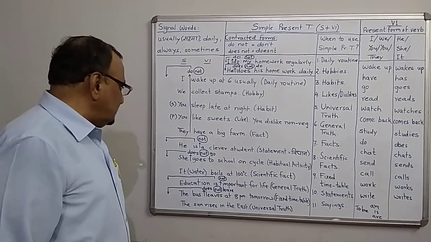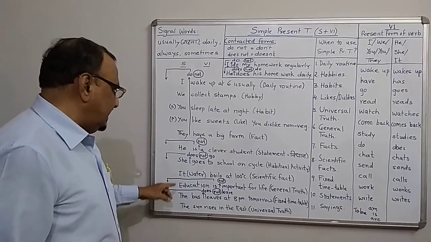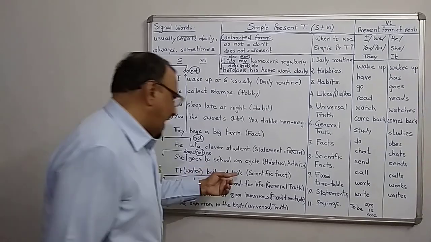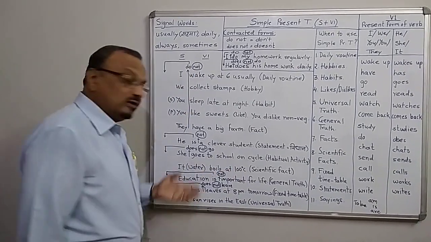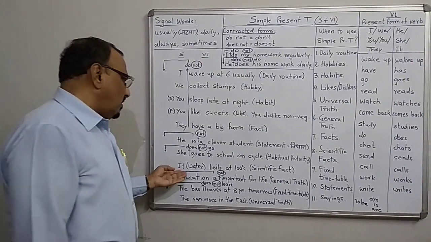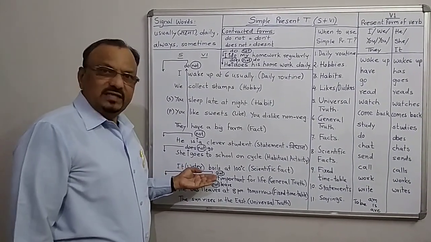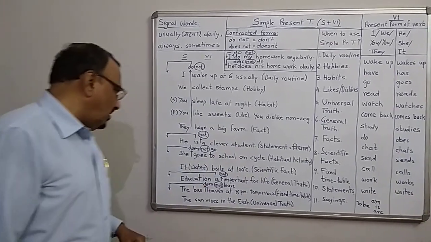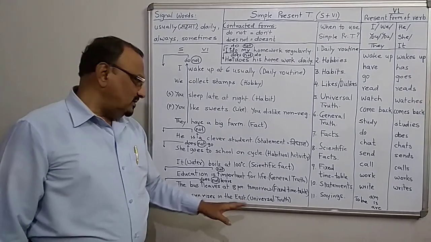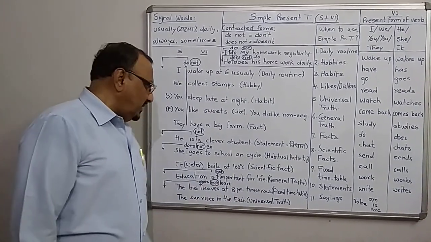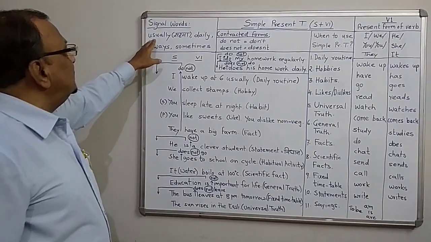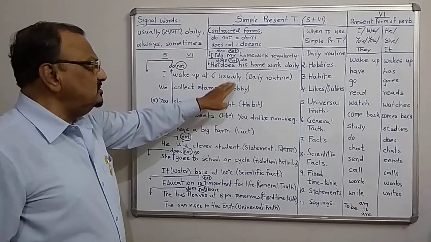Okay. Now some sentences I did not take to make negative because they are facts, scientific facts and universal truths which we cannot deny. For example, water does not boil, we cannot say because it's a scientific fact. Or we cannot say the sun does not rise, no, because it's a universal truth. Okay, so yeah, so these are the signal words we may use to show simple present tense.